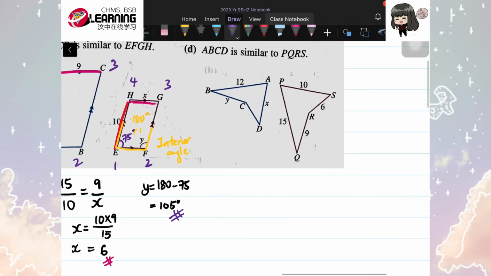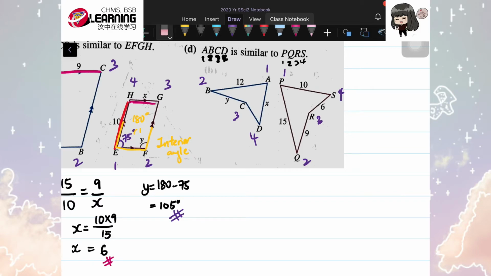So let's look at part D. ABCD is similar to PQRS. Numbering makes it much easier, otherwise you can't compare easily. Don't compare 12 with 10. It looks like it is, but it's not. When we number them, we can see it even clearer, because 1 2 3 4 ABCD is similar to PQRS, which is also 1 2 3 4.